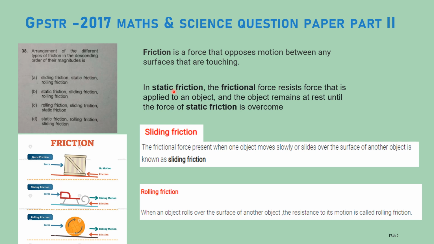Therefore, the magnitude of static friction will be more compared to sliding friction and rolling friction. The magnitude of sliding friction will be more compared to rolling friction, which will be the least. Then we can arrange in descending order. The option will be 2. First one static friction, second one sliding friction, third one rolling friction.